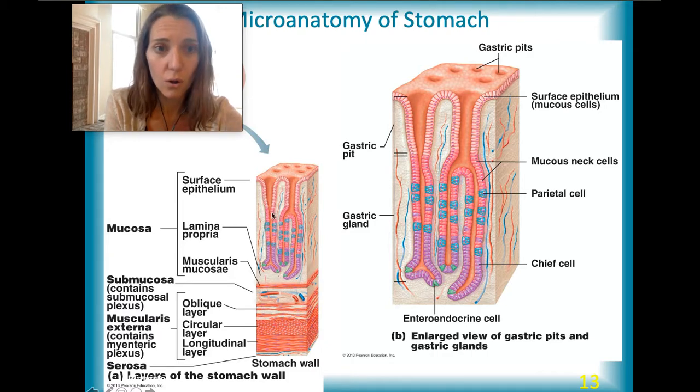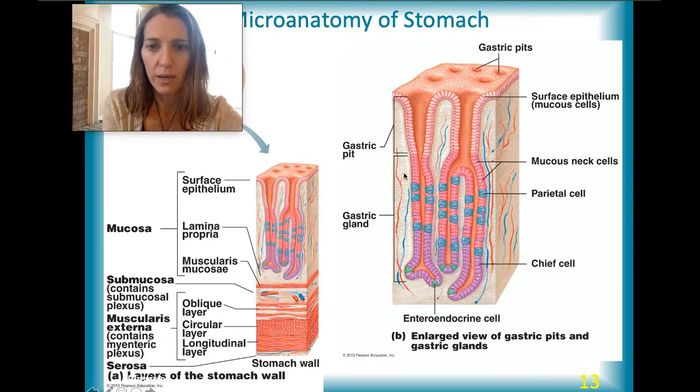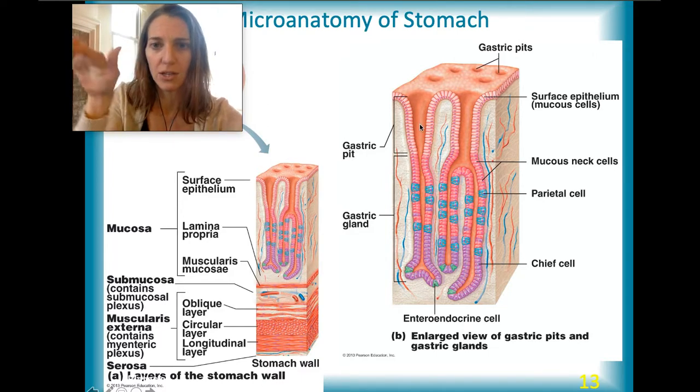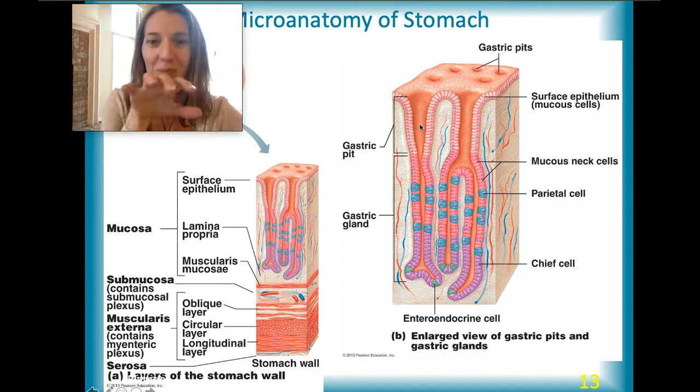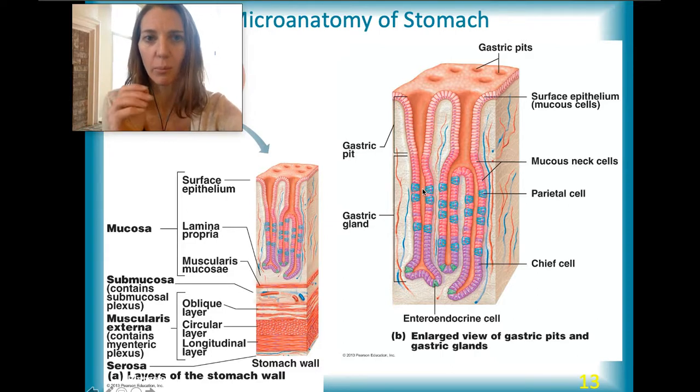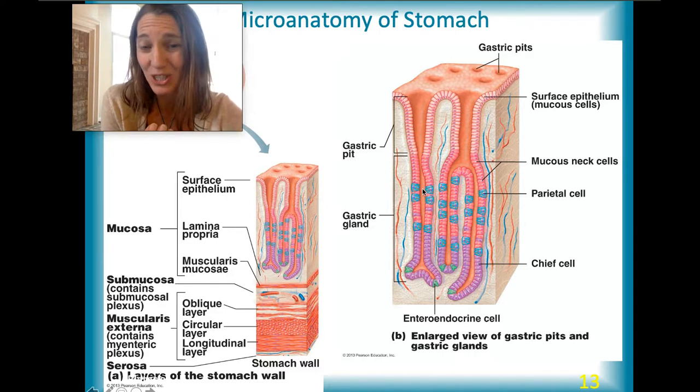So this is all mucosa. It is quite deep compared to some other layers. So here we are, zooming in on this mucosa. You have a gastric pit, and you have a gastric gland. The gastric pit are pockets where you can kind of imagine chyme being trapped. And deep to that, you've got these glands. And so glands secrete, right? You should always associate a gland with secretion.